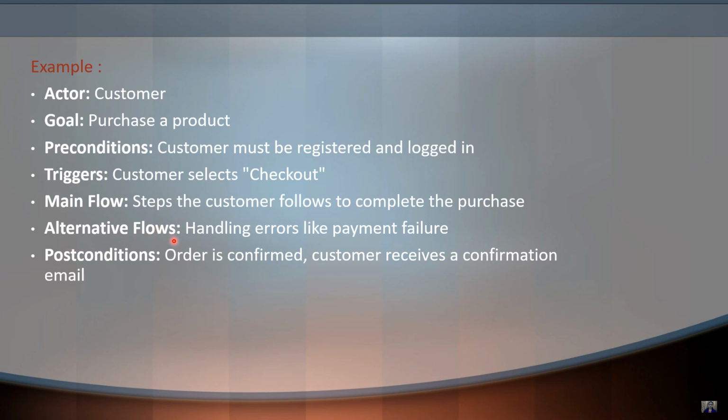Next, the alternative flow means handling errors like payment failure. We must have faced many times that we weren't able to complete the payment due to a wrong UPI ID or because of a network issue. So this alternative flow handles all the payment failures. Next comes the postcondition, that is the OTP should be received and the order should be confirmed. After our order is confirmed, the customer should receive the confirmation email.